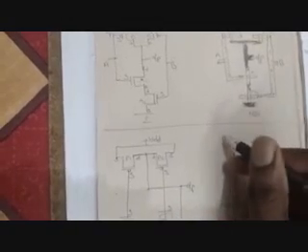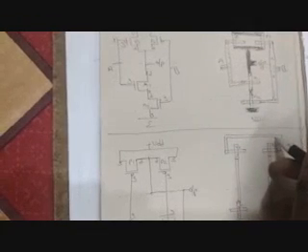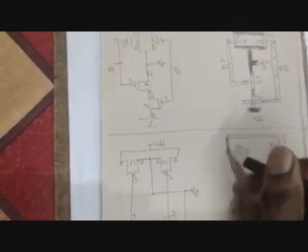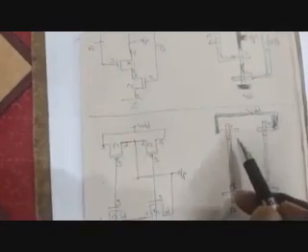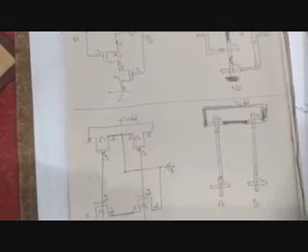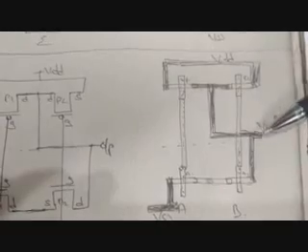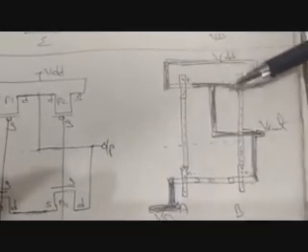The two sources should be shorted by using what? The metal. Just short these two using the metal. Metal means it should be darkened, filled with the dark material. So this is the VDD. Now the two drain regions should also be shorted by using the metal. The two drain regions are being shorted here.